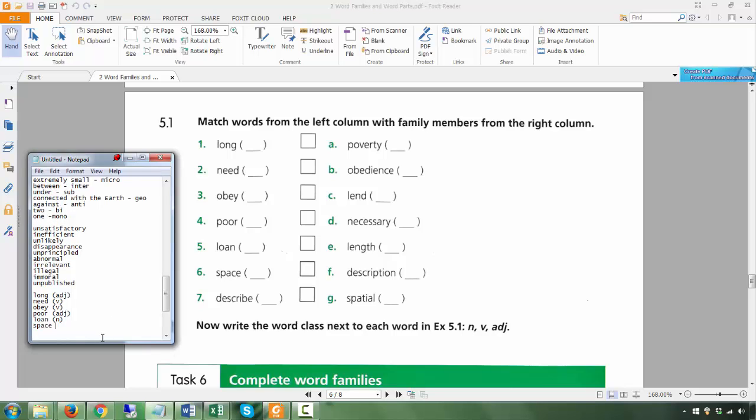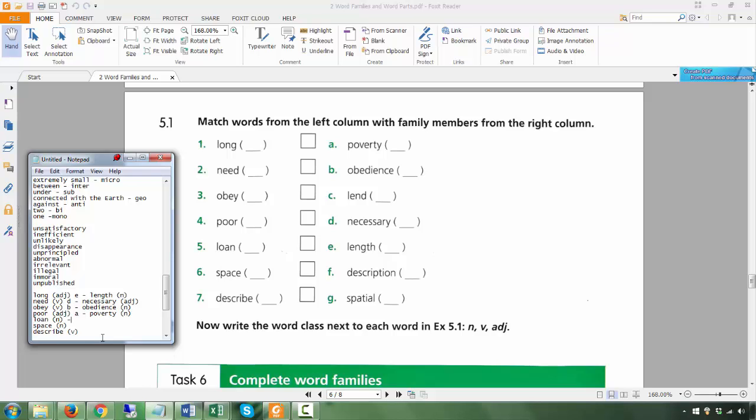Space, noun, describe, verb. Okay, and then what is it linked to? Long is linked to length, which is a noun. Need is linked to necessary. Necessary is an adjective. Obey is linked to obedience, which is a noun. ENCE, do you see the ENCE? Poor is linked to poverty, which is a noun.